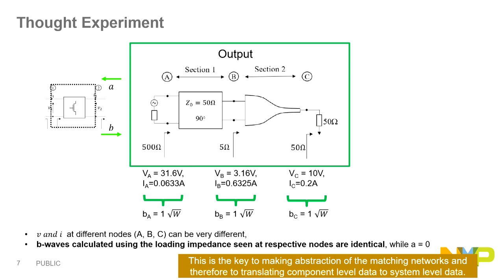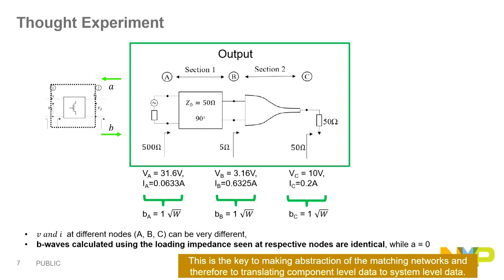So this is a thought experiment. On the opposite side of the device, we have two lossless networks loaded with a 50 ohm termination. The taper transforms the 50 ohm to 5 ohms, and then a 90 degree transmission line with a characteristic impedance of 50 ohm transforms from 5 ohm to 500 ohm. And with 1 watt of delivered power, we can calculate the voltage and current at each reference plane A, B, and C. So if you look at reference plane A, we have the load impedance of 500 ohm.